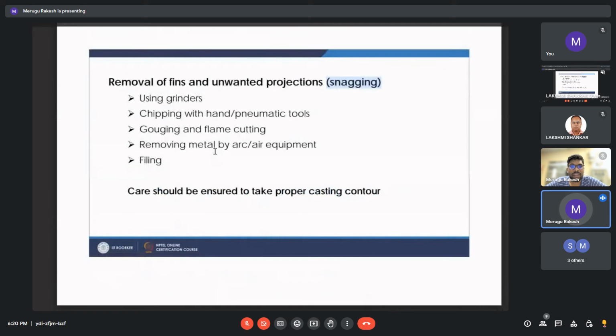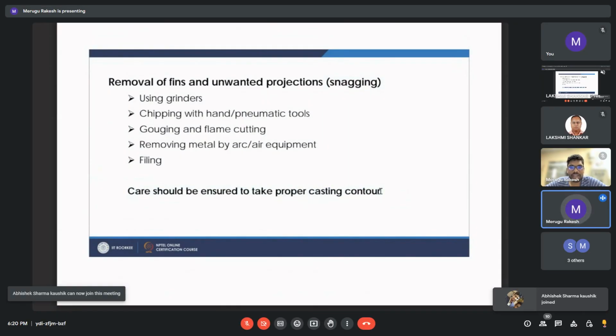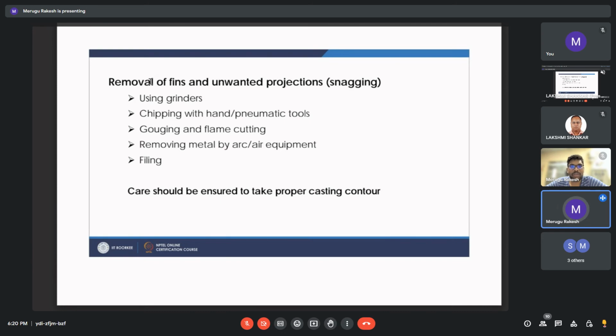We should be careful that it does not affect the contour. That is what is mentioned at the end. Contour means that if we have a shape for the casting, while we are doing this grinding or chipping, it should not affect the dimensions of the casting. It should not reduce the dimensions. If it is reduced, then we have to discard it because we cannot add material back. We cannot make it into the actual shape. So we have to take care while removing these projections.